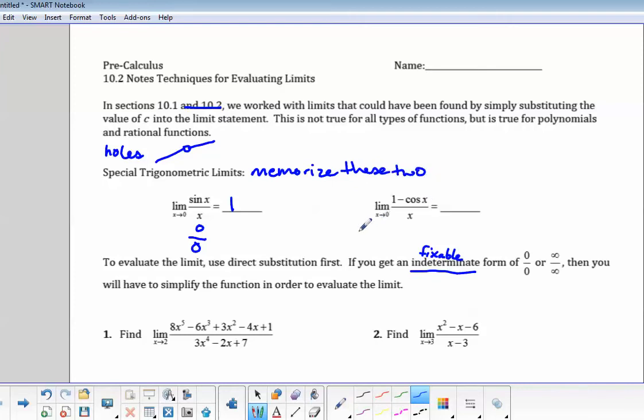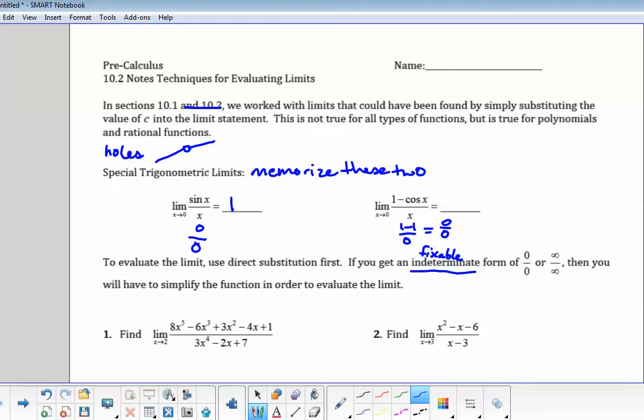Okay? And then similarly, there is another special limit. The limit as x approaches 0 of 1 minus cosine x over x. Again, if I substitute 0 in for x, the cosine of 0 is 1. So I would get 1 minus 1 over 0, and that gives me 0 over 0. But again, this is the indeterminate form, which is a fixable problem.